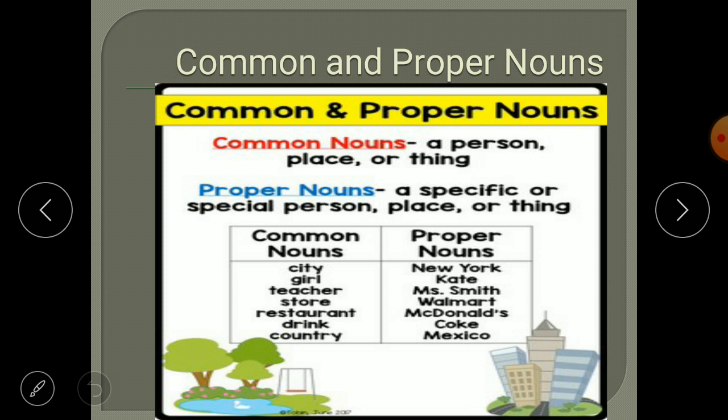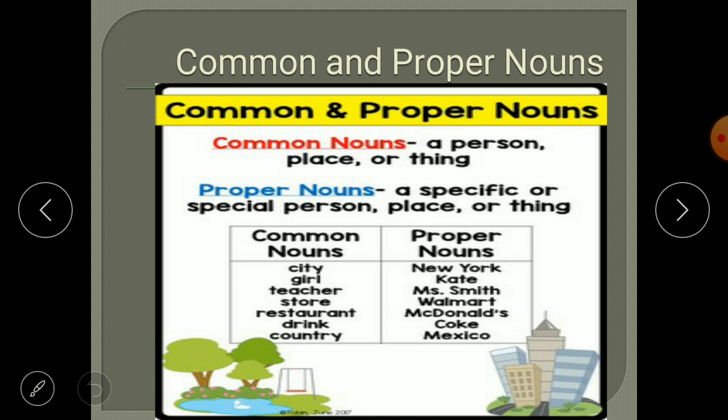When we say girl, that means any girl. But when we say Kate, it means we want to talk about only that girl whose name is Kate. Teacher. Here it means any teacher in the school. But when we say Miss Smith, it means there is something which we want to tell about Miss Smith only, that relates to Miss Smith only.